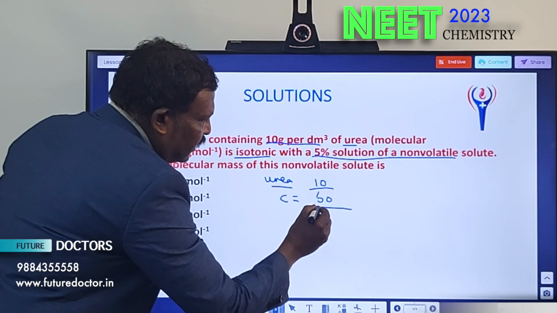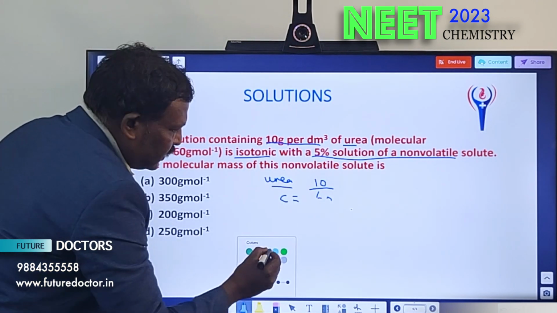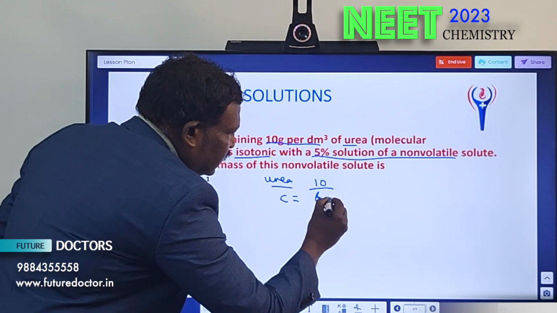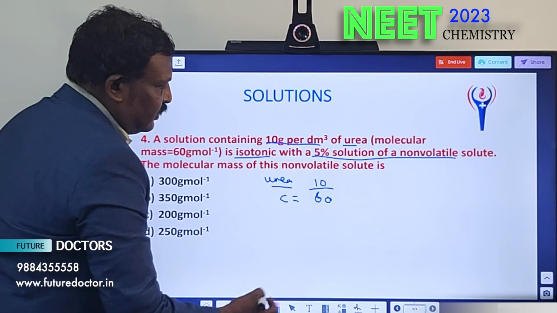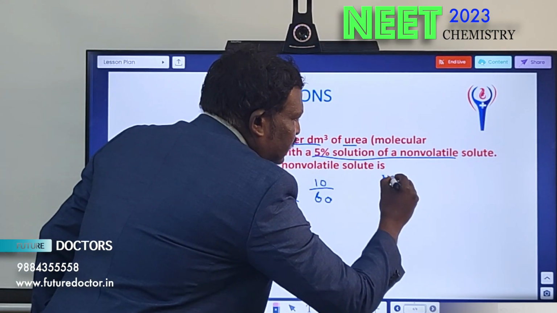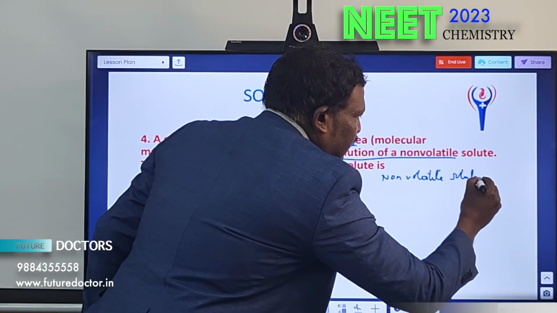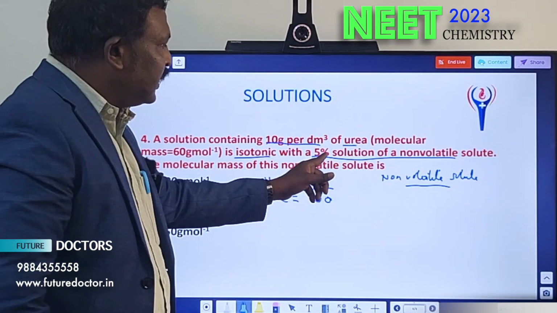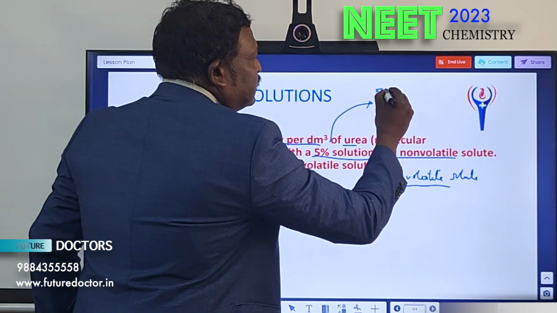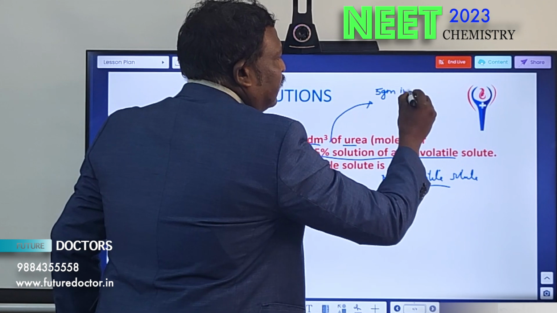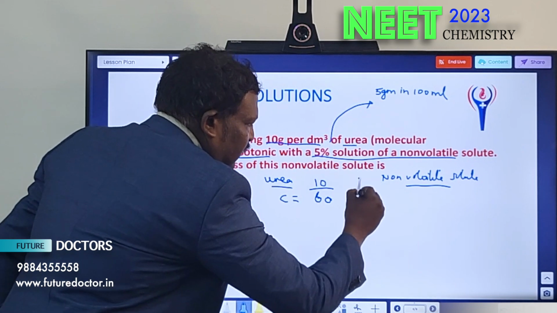Understood? You need not write this and all. It is given in liter, so I didn't put anything. So the answer will be 10 by 60. Now next one you compare. The non-volatile solute, this one you should take. Here also we should take the concentration. 5% solution of non-volatile solute. 5% means what? 5 gram in 100 ml. That you must know. That's called 5%. Understood?